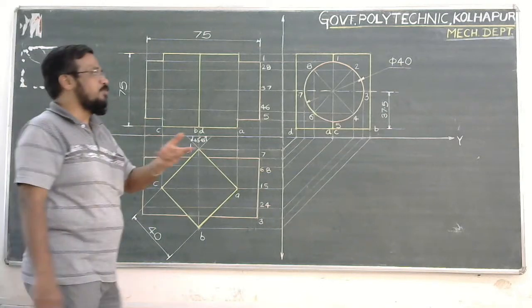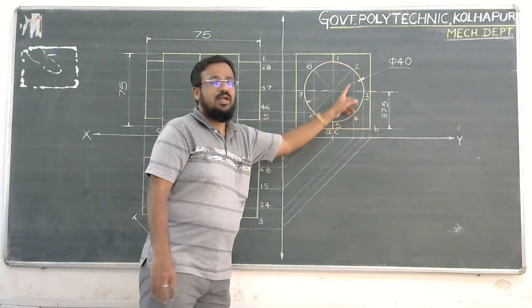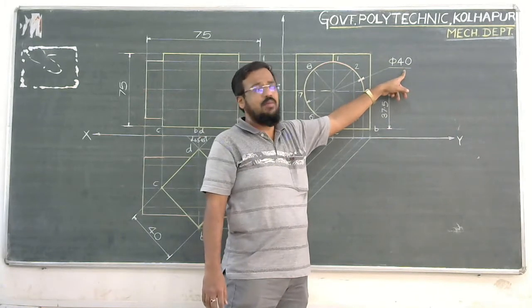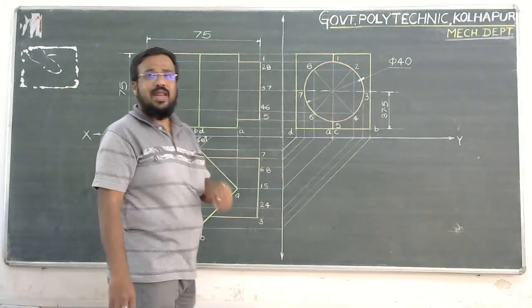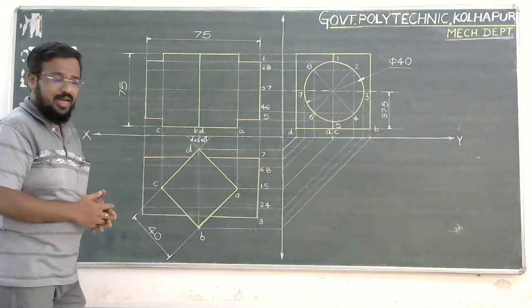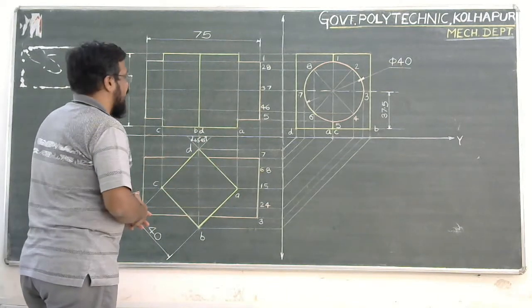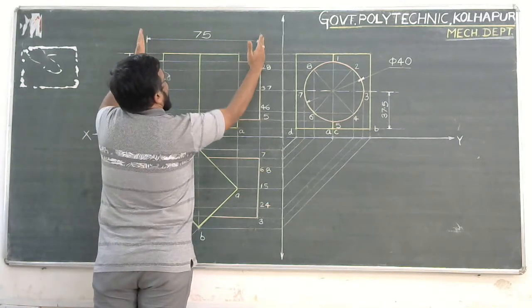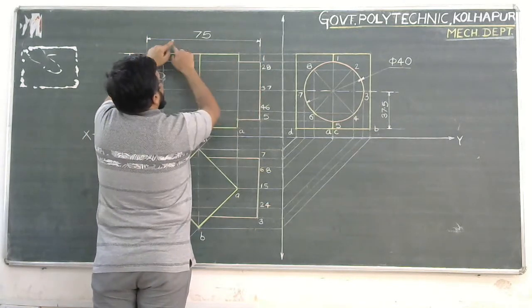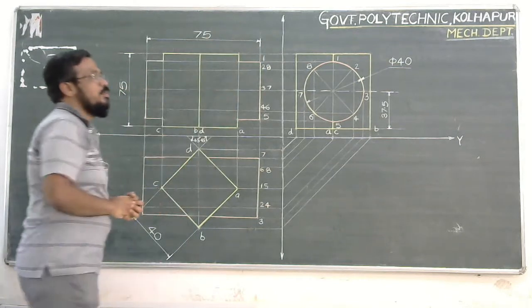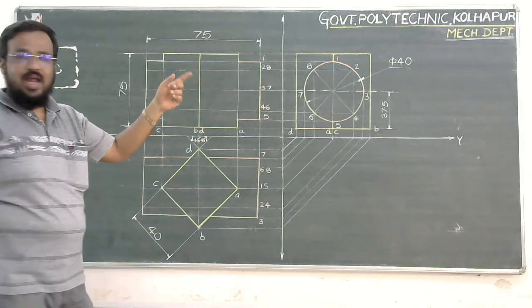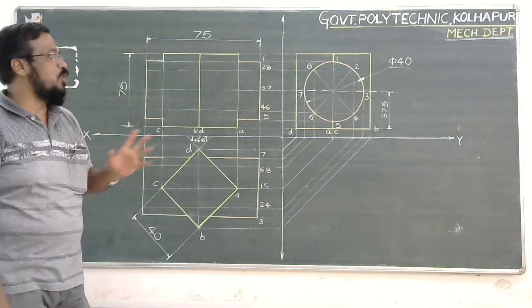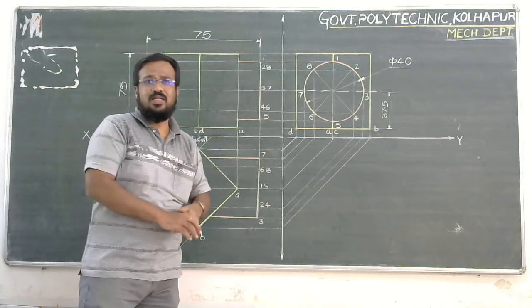And the second type of solid, the cylinder, has diameter equal to 40 mm. It has been mentioned in the side view. Diameter is equal to 40 mm. And the next point is the length of that cylinder. The length of that cylinder is mentioned over here. So these are the limiting edges of this cylinder. This length is 75. So diameter 40 and length of cylinder 75. These are the two dimensions which belong to the second type of solid, the cylinder.